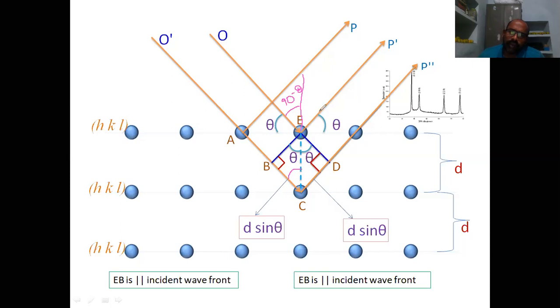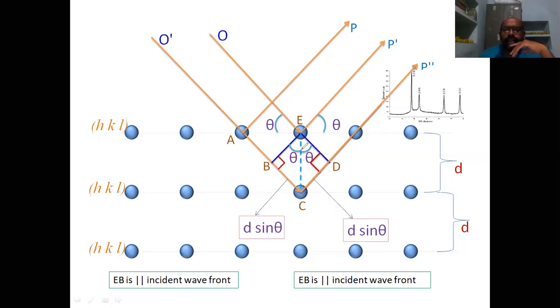Similarly, whenever we write this angle as 90 minus theta, we get another angle also as theta in this figure. Similarly, we get the same theta here. So in that way, we are seeing the angles are theta here. It is a rectangular triangle EBC, and similarly EDC also.